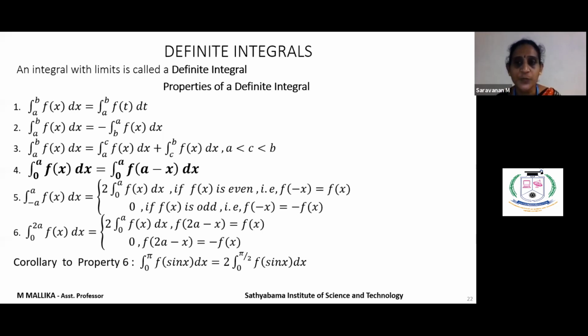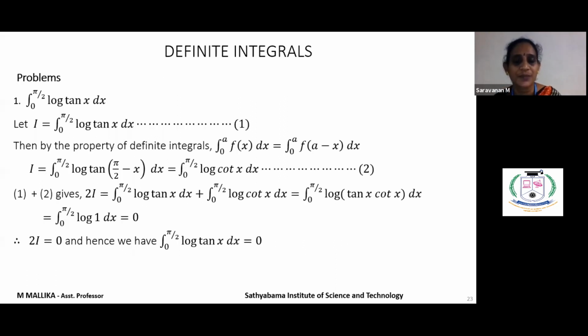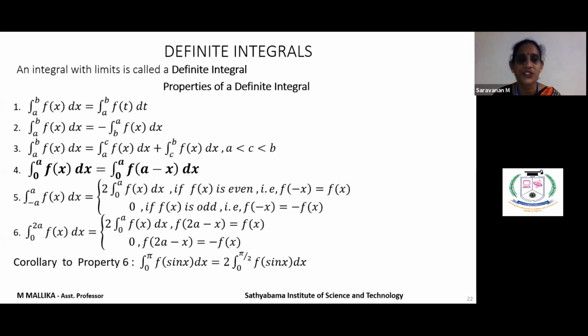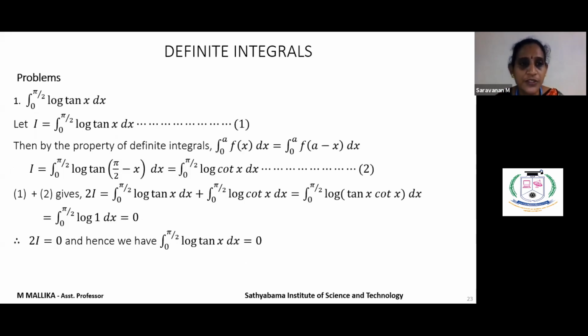So using these properties, we will see how we are going to solve the problems of definite integrals. These are some of the standard problems. The first one is the integral 0 to pi by 2 log tan x dx. So what do you do here? As I told you, in almost all the problems you will be using property 4. What is that? Integral 0 to a f of x dx is equal to integral 0 to a f of a minus x dx. So here also, before applying the property, we let the given integral be I.